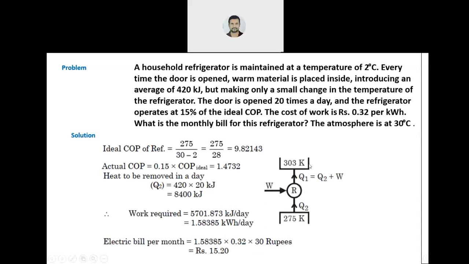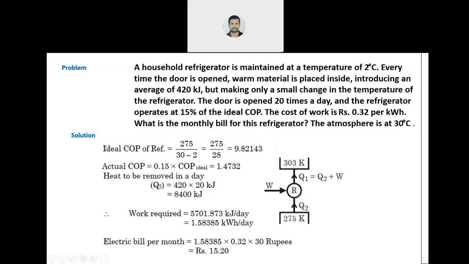Okay. Now draw the diagram for the case of the refrigerator. The refrigerator is maintained at 2 degrees Celsius. This is the lowest possible temperature. In terms of Kelvin, 273 plus 2, 275 Kelvin. Next, the highest temperature is the atmosphere or surrounding temperature, given as 30 degrees Celsius. In terms of Kelvin, plus 273, it will be 303 Kelvin.